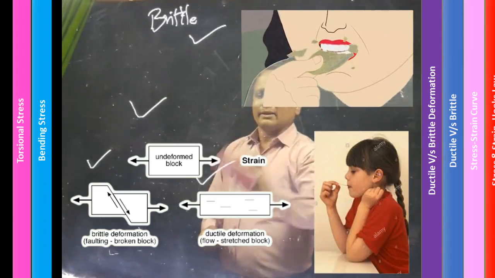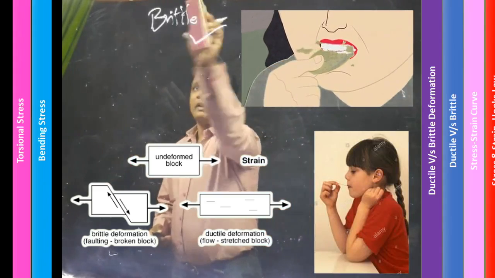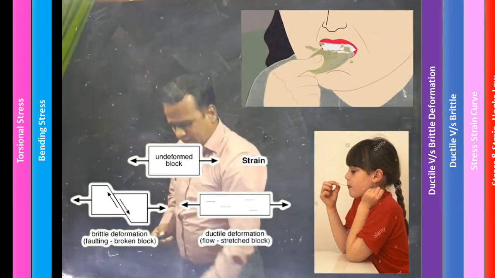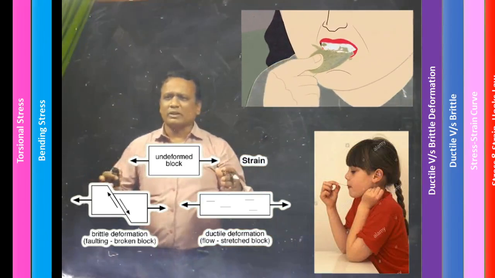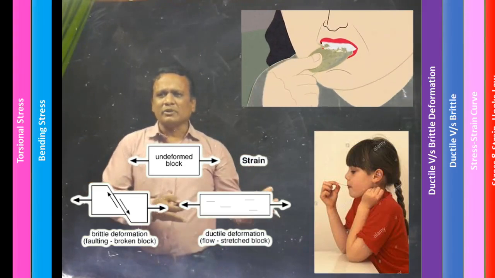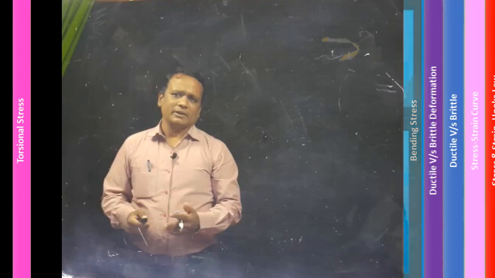If I take an example of a material, somewhere in the world of engineering, brittle and ductile play a vital role. We want chips to be brittle and gum to be ductile.